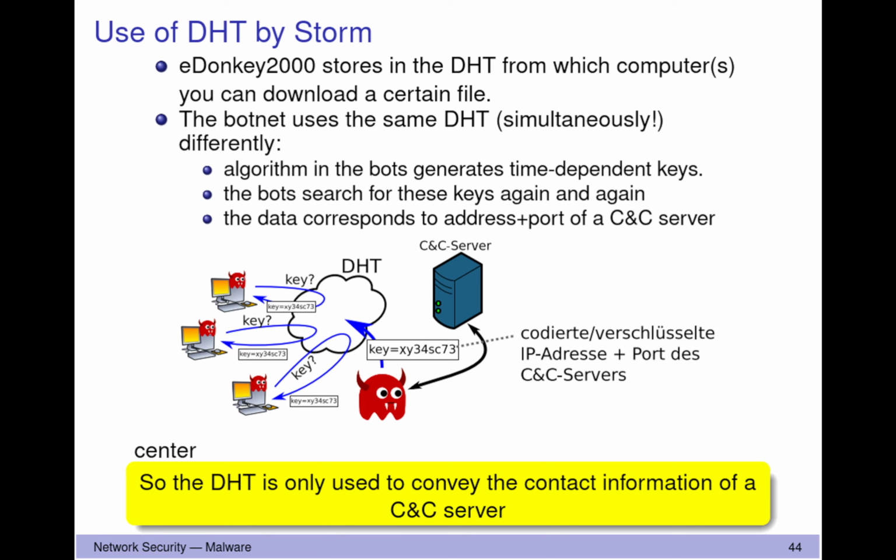So the DHT was only some kind of address list to get the current address of the command and control server. But of course they could have also planted the commands in this network and been totally autonomous and anonymous in who has sent this data.